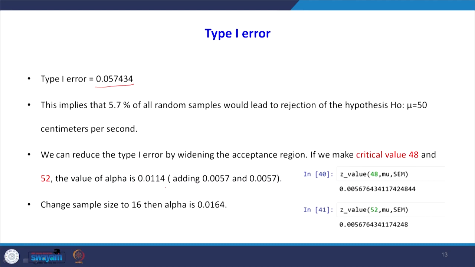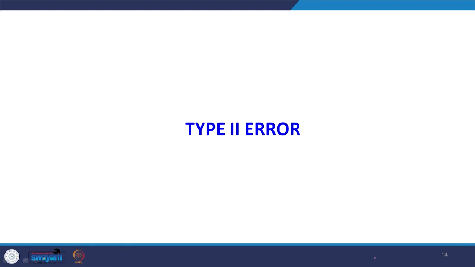In the previous problem we took a sample size of 10. Now, if you increase it from 10 to 16, what is happening? The value of alpha is decreasing. That means, alpha decreasing means we are more accurate in making decisions. That is, the possibility of incorrect rejection is reduced. Next we will go to type 2 error.